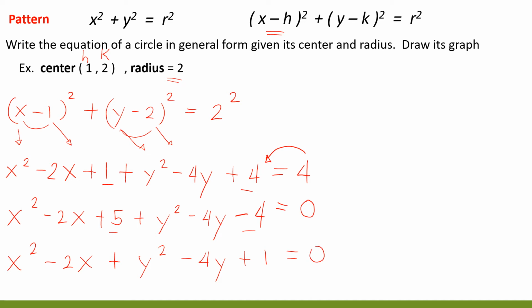This can be the answer or we can also rearrange. X squared plus y squared first, and then minus 2x minus 4y plus 1 equals 0 is the correct general form of this given center 1, 2, and radius 2.